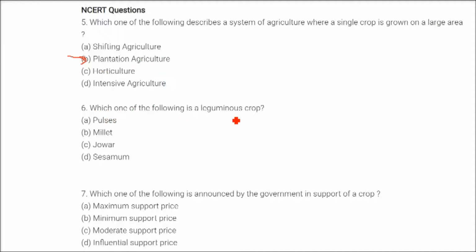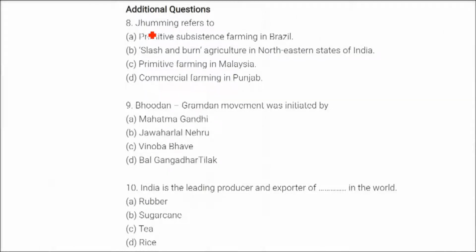Which one of the following is a leguminous crop? The answer is pulses. They are all leguminous plants. So pulses are also called legumes. They are also called lentils. Which one of the following is announced by the government in support of a crop? It's minimum support price. Jhuming is slash and burn agriculture in the northeastern states of India. Bhudan, Gramdan movement was initiated by Vinoba Bhave.